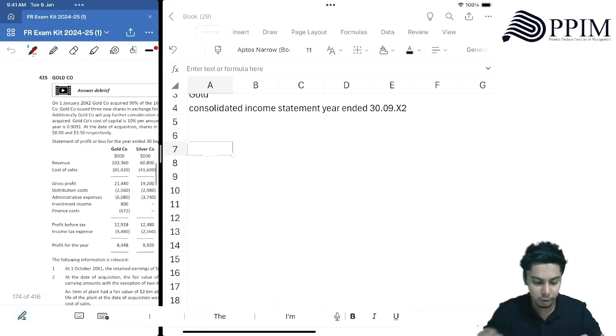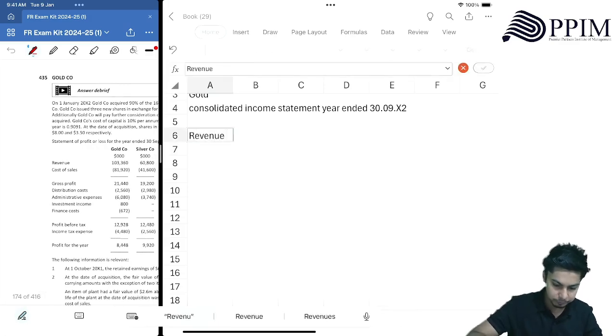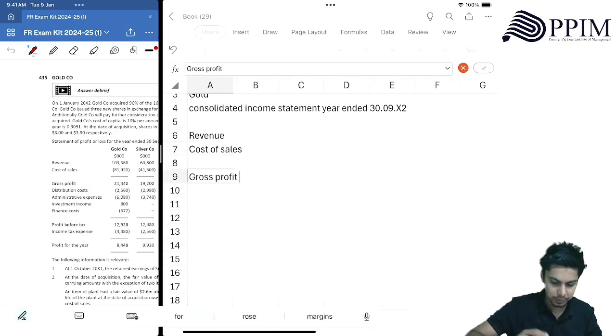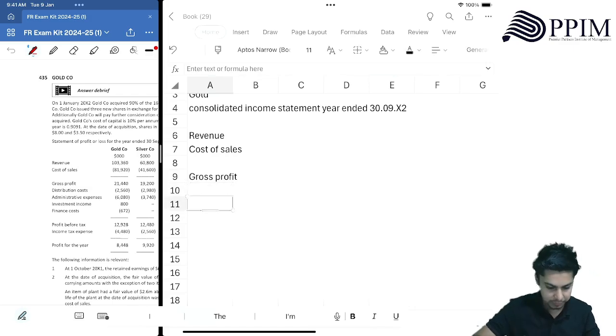So guys, start writing the format. First one, we have revenue. Then we have cost of sales. Then gross profit. Leave one line. Distribution expenses.